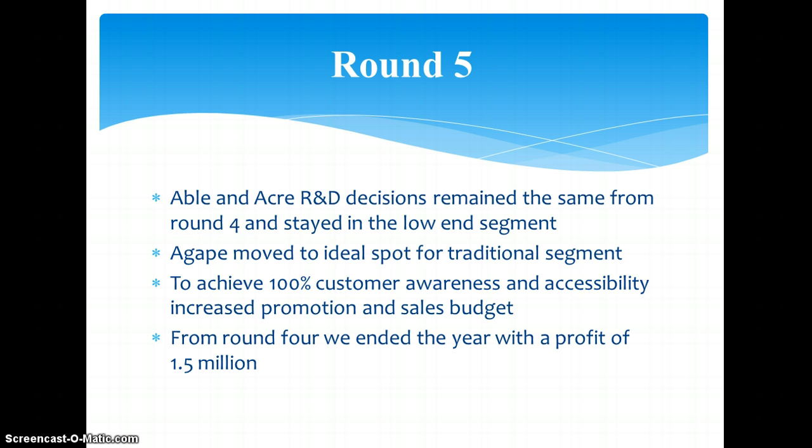Round 5. Because of the loss that our company experienced in round 3, at the start of round 4, we decided to liquidate the Aft and Atom products. And so for round 5, for Able and Acre, the research and development decisions remained the same from the previous round, round 4, and stayed in the low-end segment. Agape was moved to the ideal spot for the traditional segment, and we also expanded the plant capacity and funded this decision by issuing a new bond.